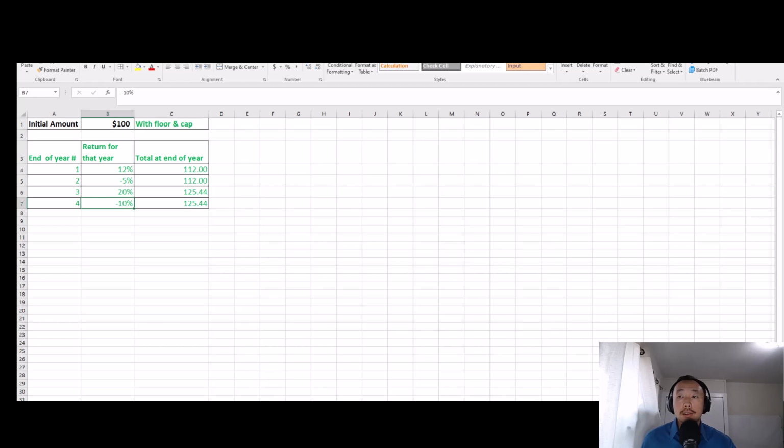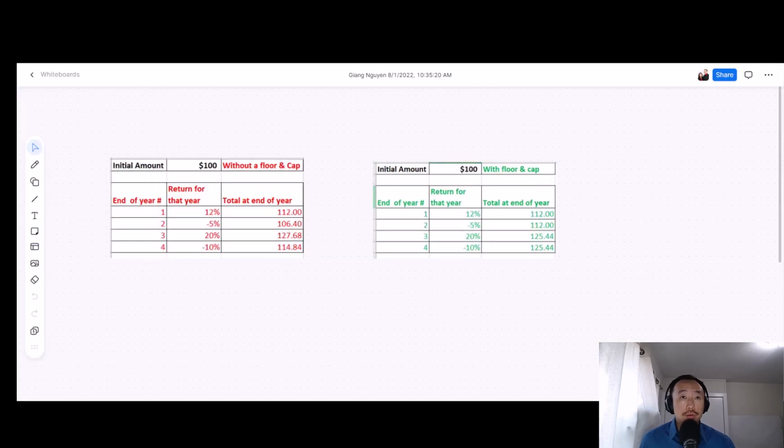So would you rather have 114.84 without a floor and cap on this side, or would you rather have 125.44 after 4 years using a cap and floor strategy? Now that you've seen it with numbers, next I'll show you a floor and cap using a graph.